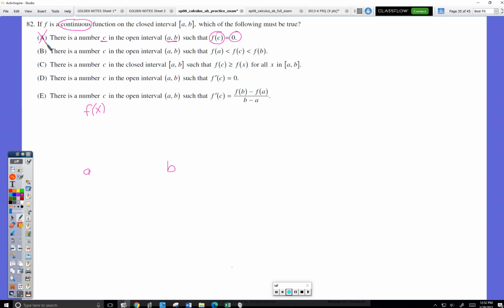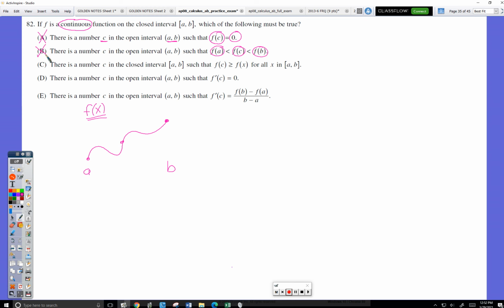There is a number c in this interval such that the y coordinate at a will for sure be less than the y coordinate at c, for sure less than the y coordinate at b. Well, that would require a function f that maybe starts here, goes here, and then goes like here. But it could just be horizontal. There's nothing that says f has to do that. f just has to be continuous. So that doesn't have to be true either.